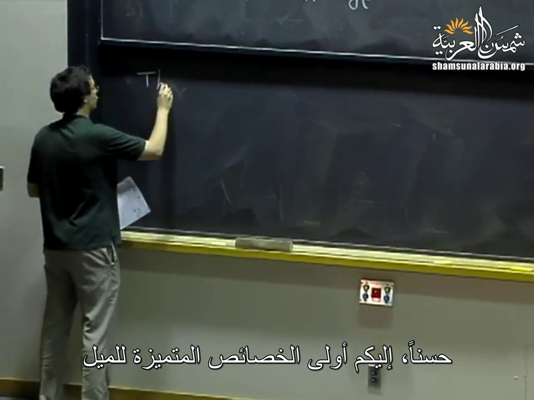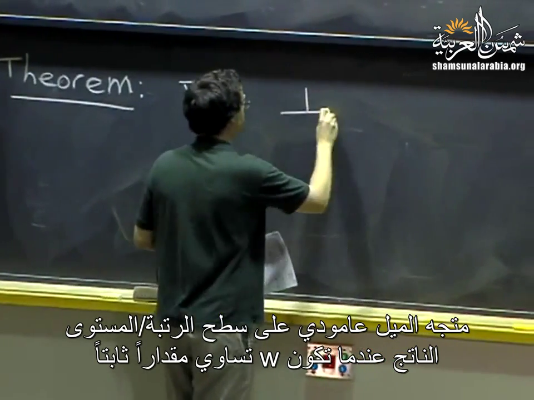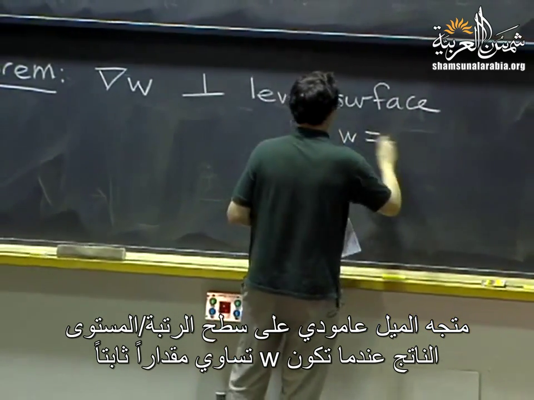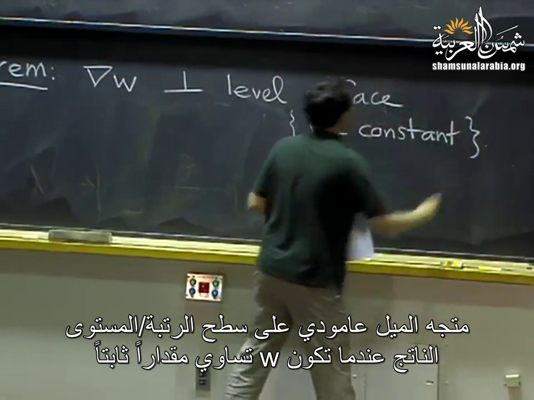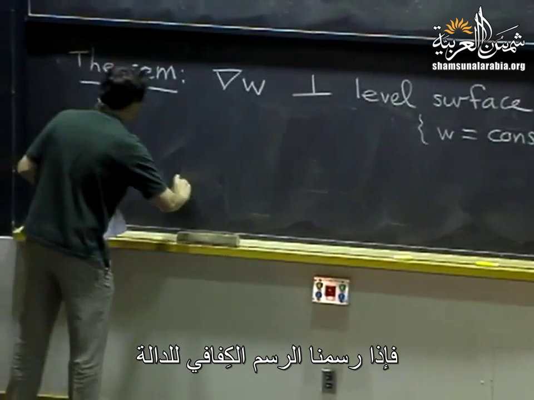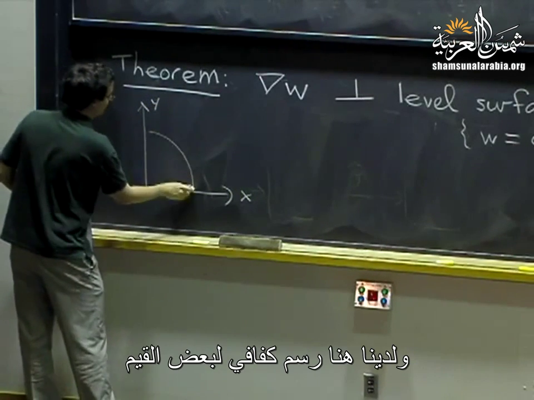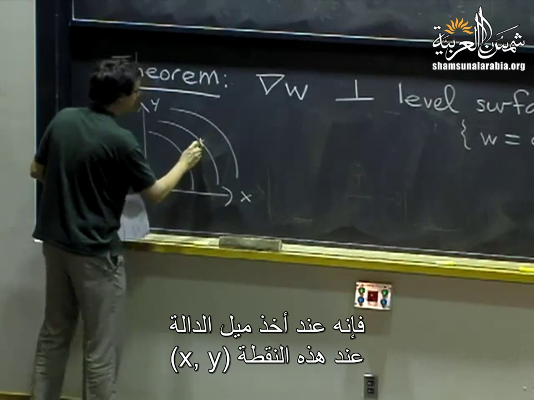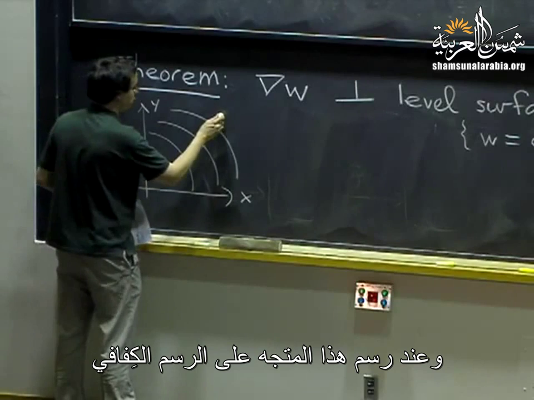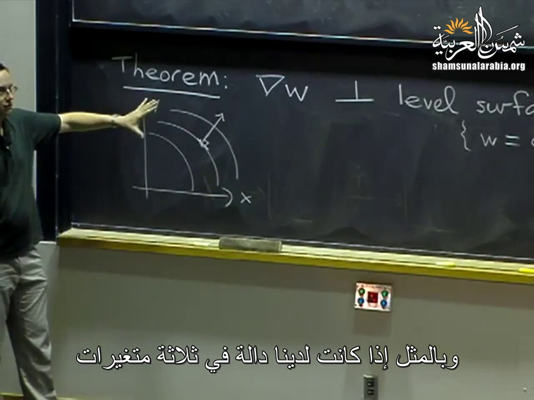But here's the first cool property of the gradient. I claim that the gradient vector is perpendicular to the level surface corresponding to setting the function w equal to a constant. If I draw a contour plot of my function, I'm going to forget about z because I want to draw a two-variable contour plot. Say I have a function of two variables, x and y, then maybe it has some contour plot. I'm saying if I take the gradient of the function at this point x, y, I will have a vector. If I draw that vector on top of the contour plot, it's going to end up being perpendicular to the level curve at this point.